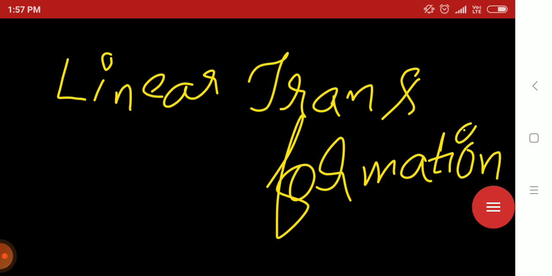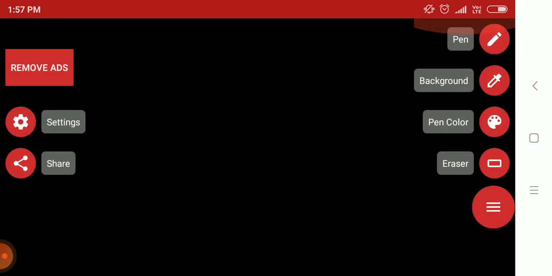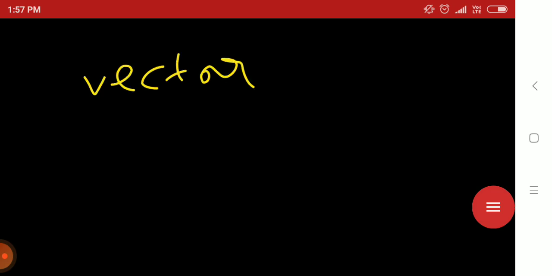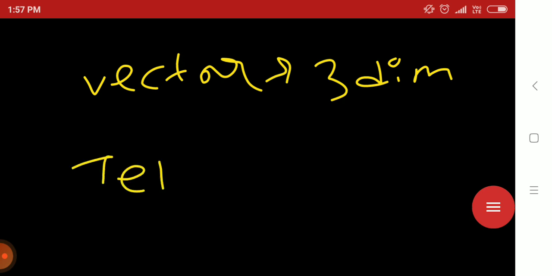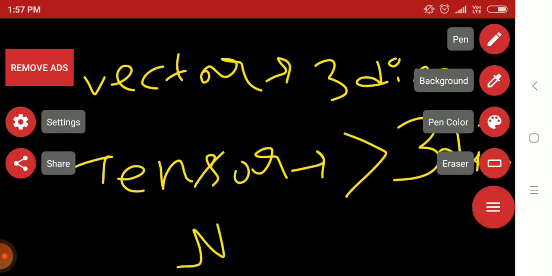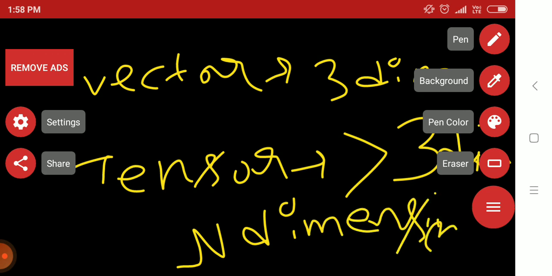So what is linear transformation? For that, we have to know the vector space. In case of vector, what we have seen, vector has 3 dimensions. And in case of tensor, we will see greater than 3 dimensions. That means we can write a tensor has n dimension, n tends to infinity, that means greater than vector dimension.